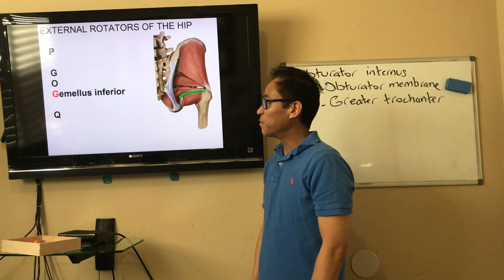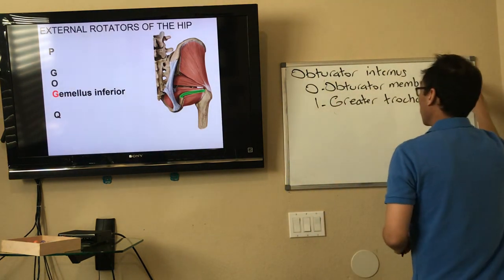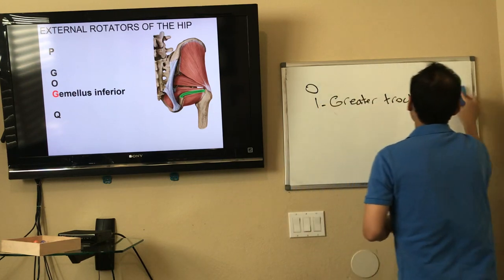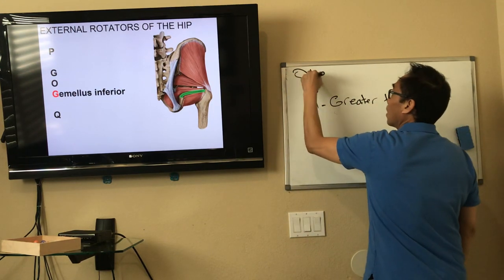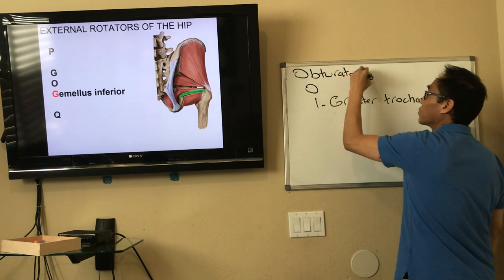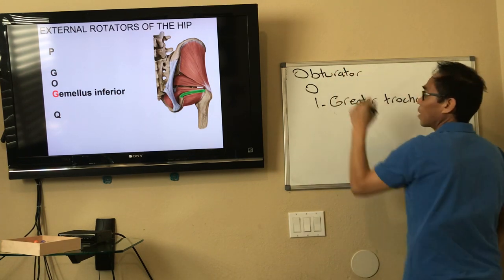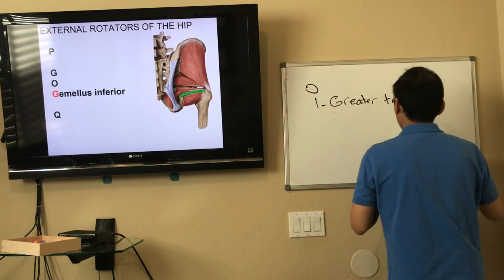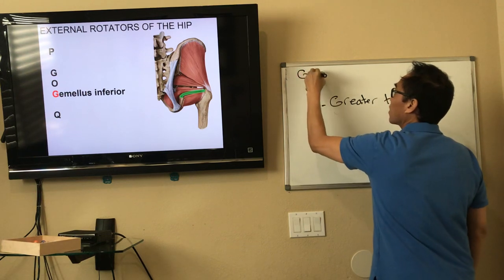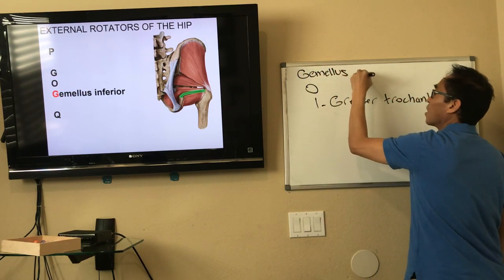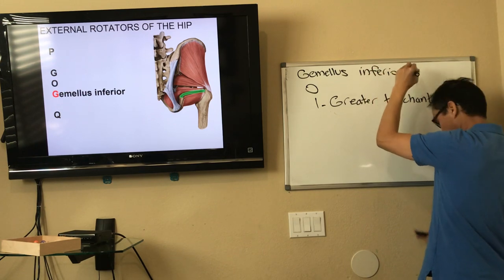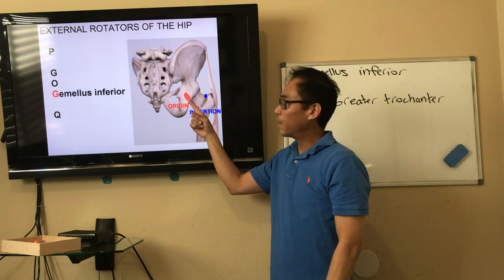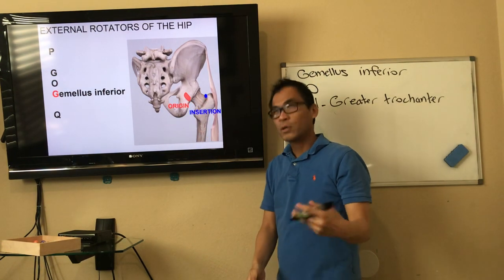Let's move on to the gemellus inferior, highlighted in green again. Gemellus inferior. The origin right there, let's just call that the ischium, the ischial bone, and same insertion, greater trochanter.